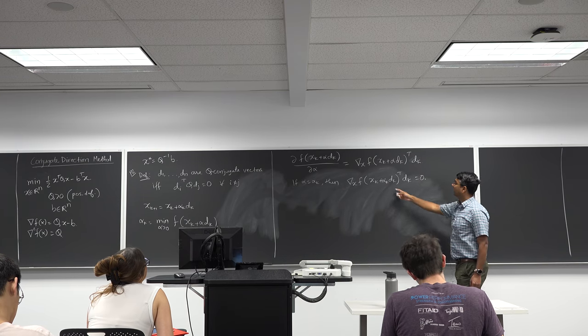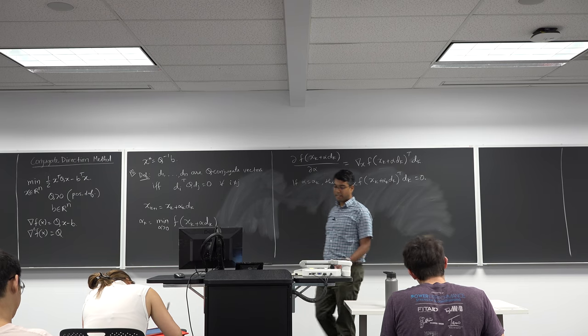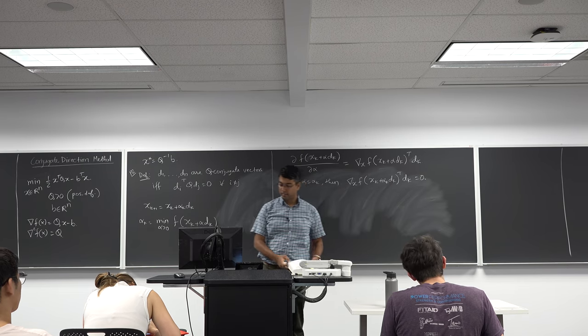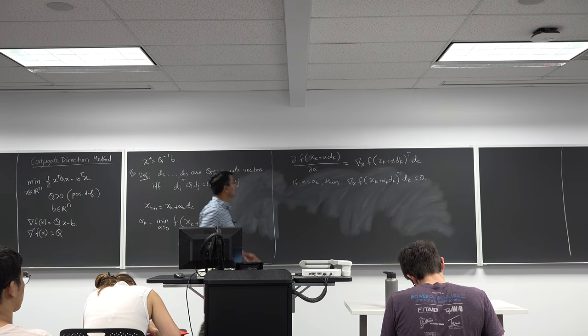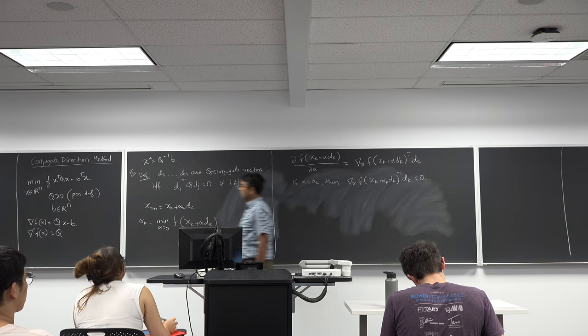So I'm just setting alpha equal to alpha k. Can someone tell me what the value of alpha k looks like? All we have to do is substitute this gradient from here.